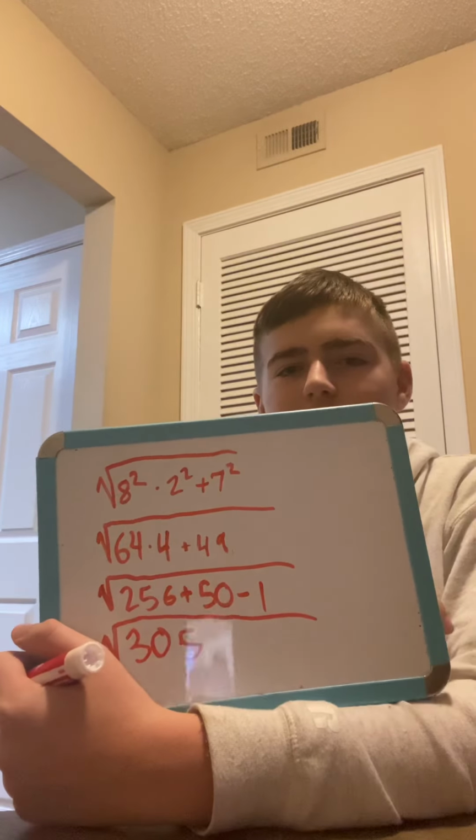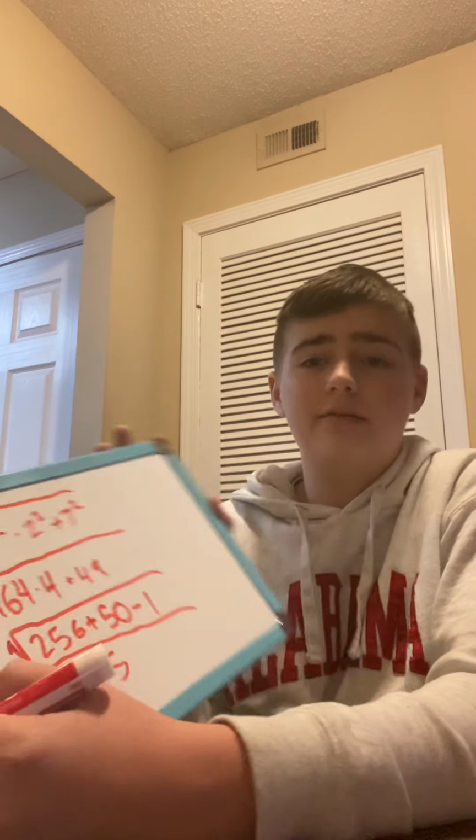So we have 64 times 4 plus 49. Okay, well, 256 plus 50 minus 1 is my trick. 256 plus 50 is 306. Take away 1, you get 305. So now we're left with finding the square root of 305. Since this is not a perfect square, we're going to have to find out.